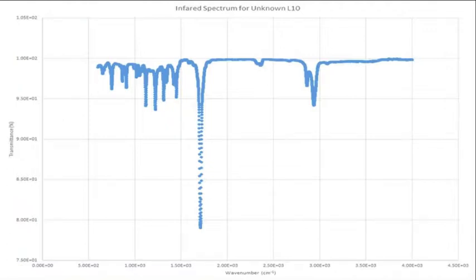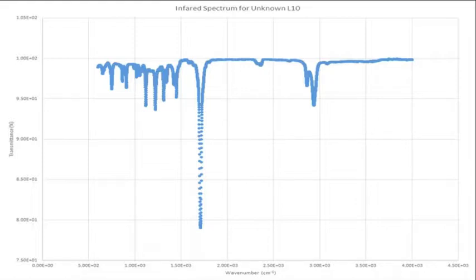Unknown liquid 10 displayed 2 peaks in the functional group region. One peak was found at 1700 inverse centimeters, which indicated a ketone. The other peak was found around 2900 inverse centimeters. This represented an sp3 hybridized CH bond. The fingerprint region showed a few small peaks.